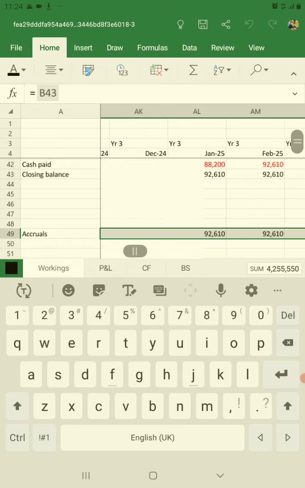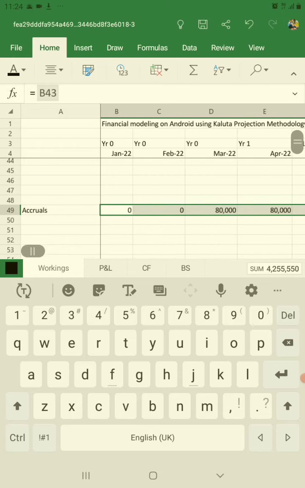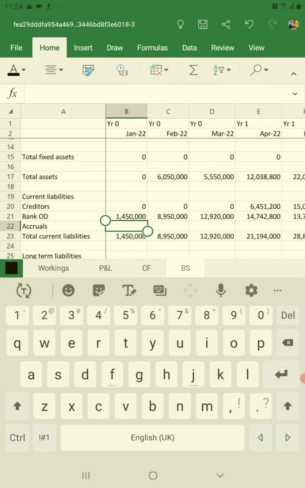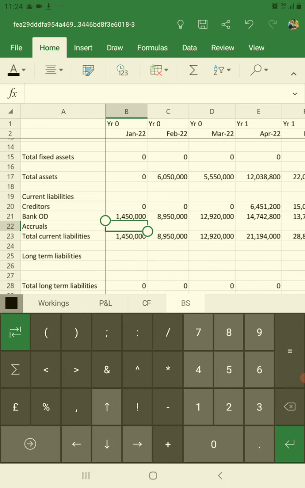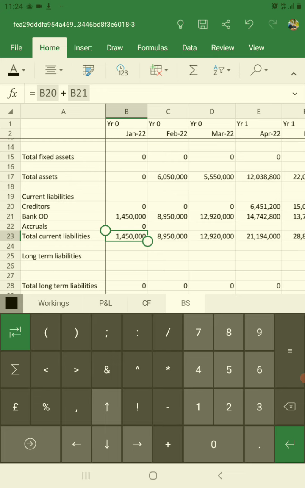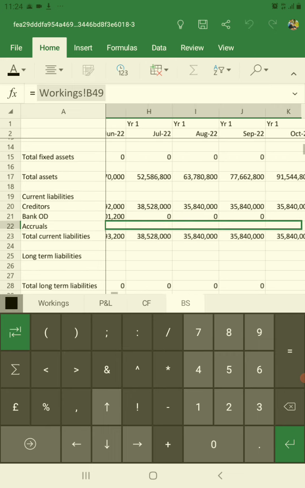Okay, then after that I go to my balance sheet and pick accrual here in January. So I put an equal sign, click on workings, and then pick this figure for accrual here in January, enter, and then drag this, fill this to the rest of the projection period.